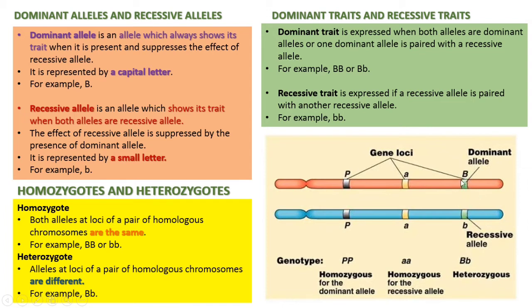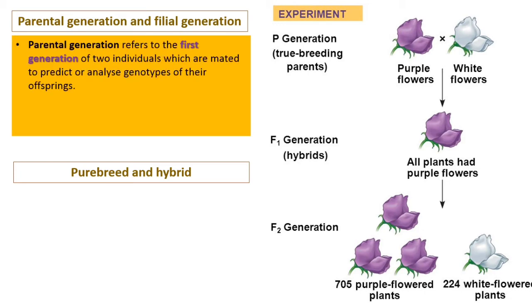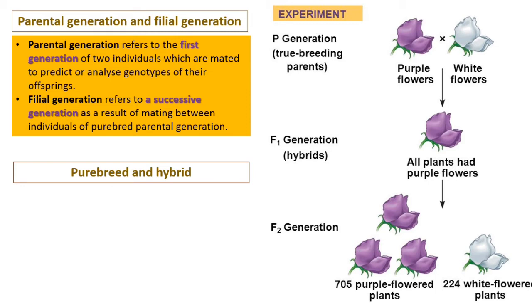So the next term related to inheritance is parental generation and filial generation. Parental means induk. Okay, P generation, induk. Filial means offspring. So parental generation refers to the first generation, two individuals which are mated to predict or analyze the genotype of their offspring. So filial generation refers to a successive generation as a result of mating between individuals of the purebreed parental generation. So purebreed and hybrid.